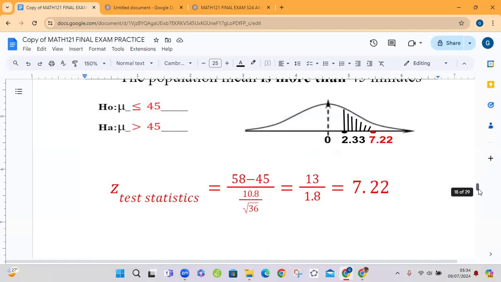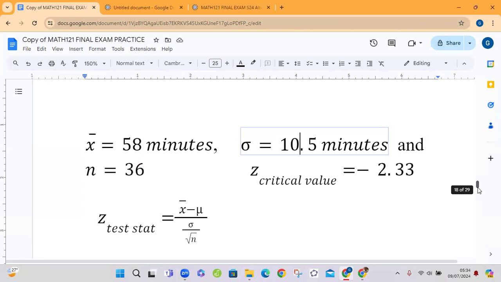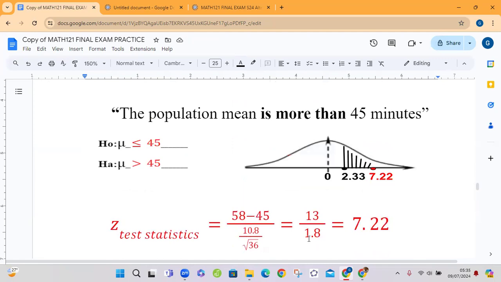So now we got a test statistic of 7.22. Because 58 minus 45 is 13, divided by 10.8 divided by the square root of 36. No, not 10.5, 10.8. Divided by 6 is 1.8, and 13 divided by 1.8 is 7.22. So you can prove this with your calculator. Make sure that you can calculate the test statistic.